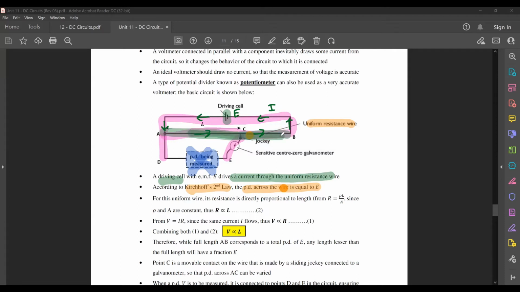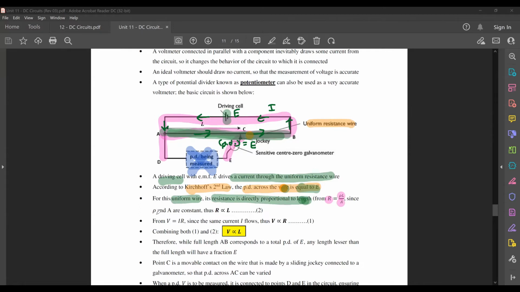According to Kirchhoff's second law, the PD across the resistance wire will be equal to E. So here you will have a source of PD across your wire because it has resistance. This much you understand. Now, for this uniform wire, the resistance is directly proportional to length. This is from what you learned in the previous chapter, where we said that resistance is rho L over A.